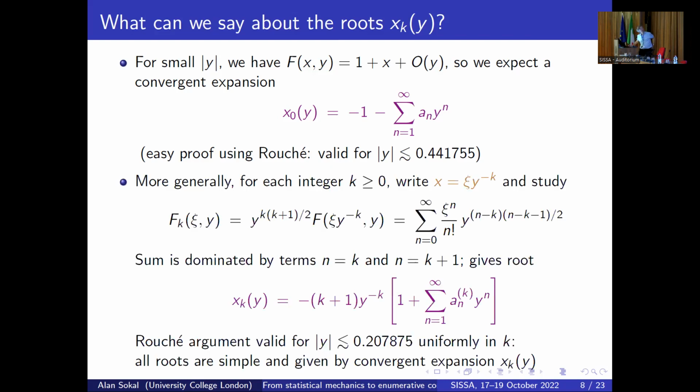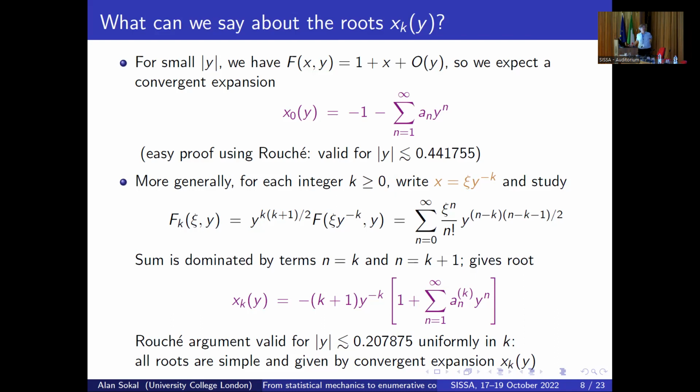converges. And more generally, you can get all of the roots. They scale like y to the minus k. The kth root scales like y to the minus k. So you write x equals c y to the minus k, plug it into the series, and now you see that the sum is dominated not by the terms n equals 0 and n equals 1. It's dominated by the terms n equals k and n equals k plus 1. And you can, again, read off that the root will be the thing coming from those two terms, which is minus (k plus 1) y to the minus k, and then corrections.